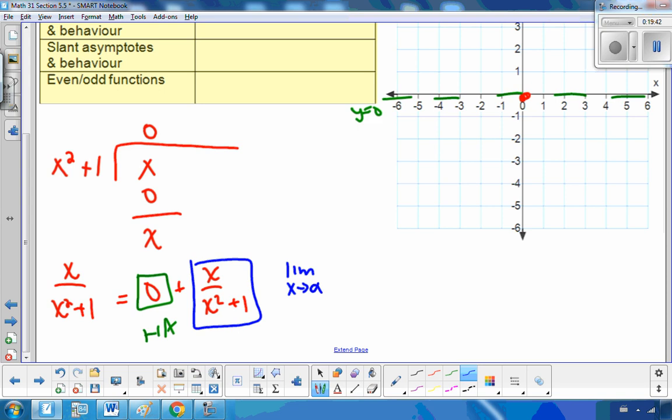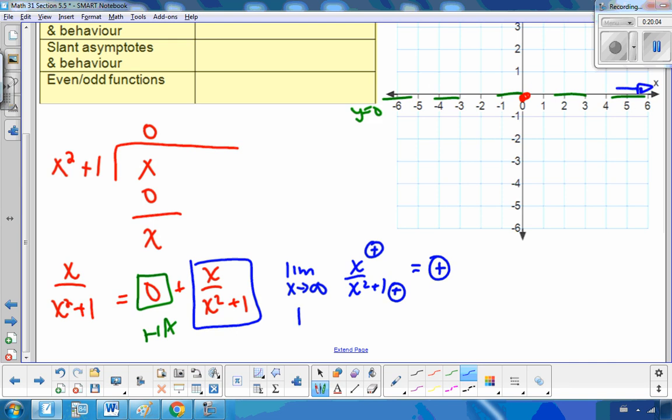So the limit as x approaches positive infinity of x over x squared plus 1. So if I put in a positive number, I'm going to have a positive over a positive number squared, plus 1 is still a positive. So altogether, that is positive. So at the right end of my graph, I am going to be above.